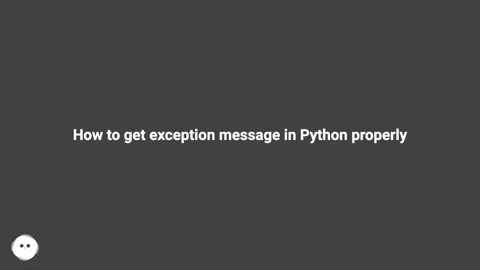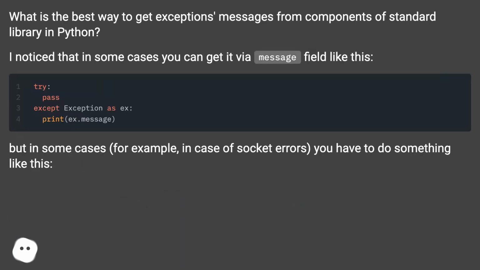How to get exception message in Python properly. What is the best way to get exception messages from components of the standard library in Python? I noticed that in some cases you can get it via the message field, like this.